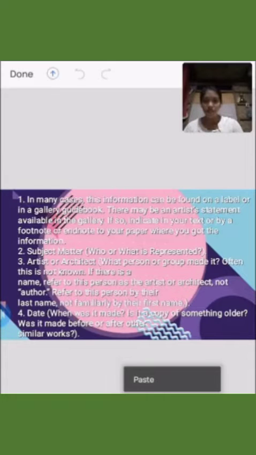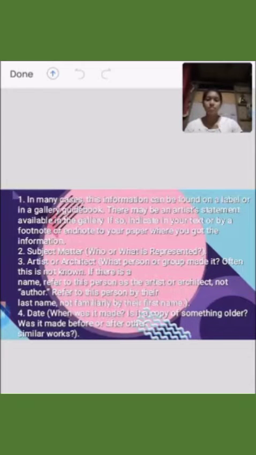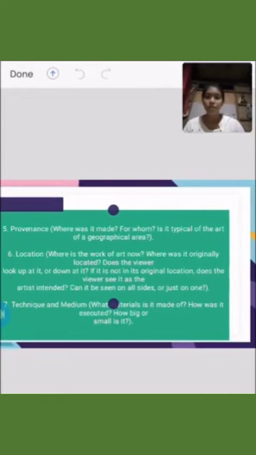So, number 4, date. When was it made? Kung paano siya gibuhat. It may be a copy of something made before, or after a similar work. So, date, kung kanus-a siya gibuhat or mga copy lang siya. Number 5, provenance. Where was it made? Kung asa gibuhat. Or whom, para kay kinsa. It is typical of the art of the geographic area.